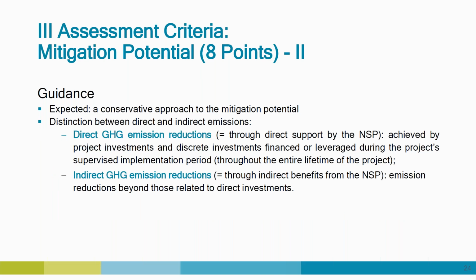First, what is expected is a conservative approach to the mitigation potential. So do be conservative when, for example, choosing and calculating the emission intensity factor. This is important as the NSP's success will be measured against its initial proposition throughout the assessment and implementation process. Second, do distinguish carefully between direct and indirect emissions. Direct GHG emission reductions are achieved through direct support by the NSP, whereas indirect GHG emission reductions will be realized through indirect benefits from the NSP.